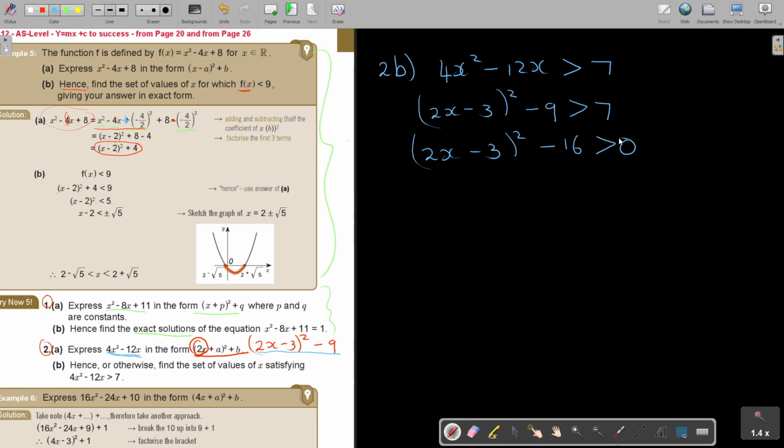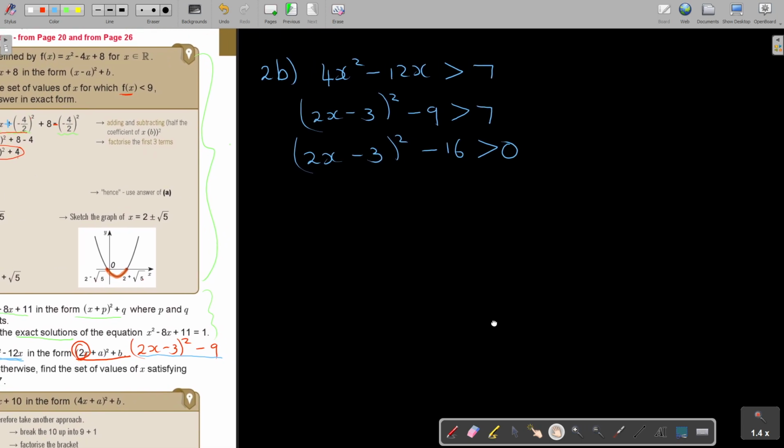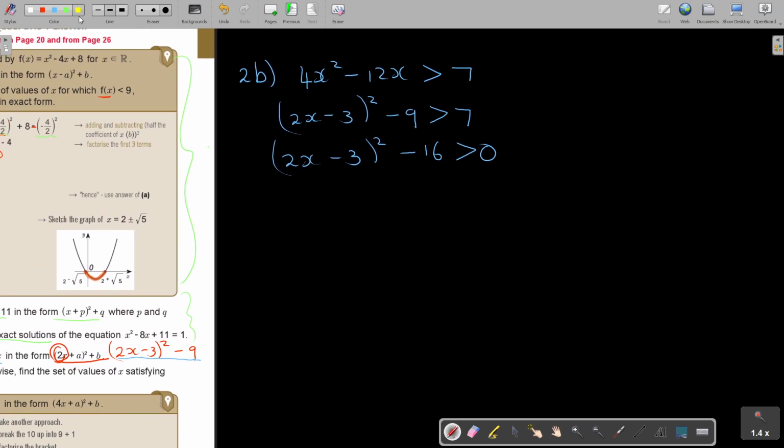Okay, so basically this is now also a quadratic inequality, and I'm going to sketch, and I'm going to write it a bit better for you. So I'm going to sketch the graph. You don't have to write it like this, but I just felt I could write it better than the other one. Okay, 16. So I can see that A is bigger than 0. So it's a minimum value.